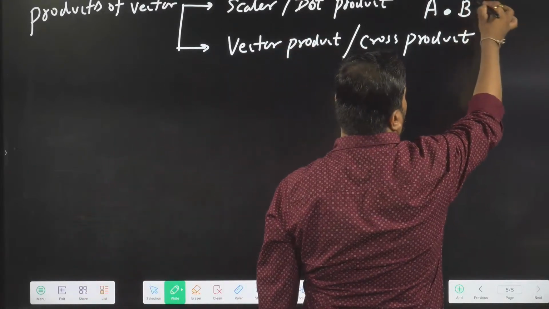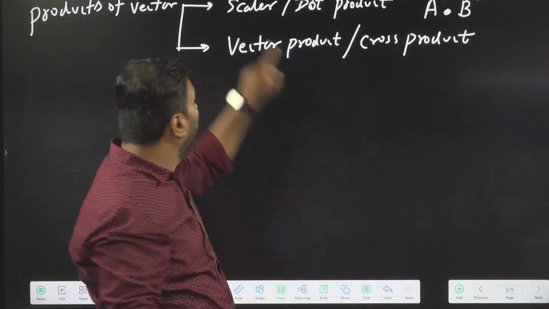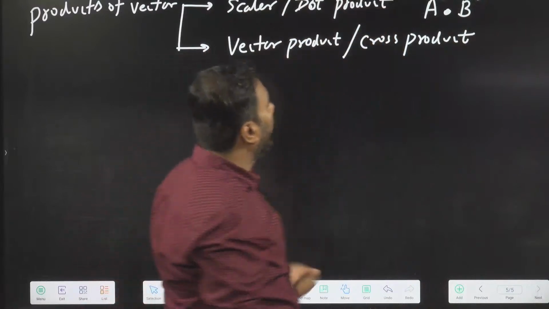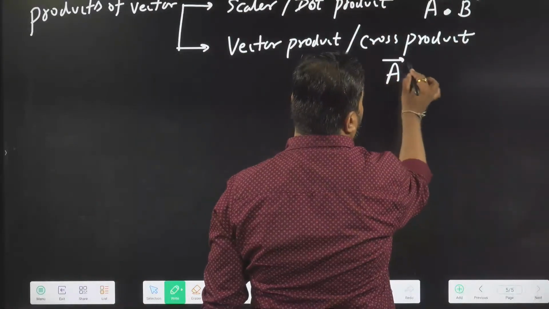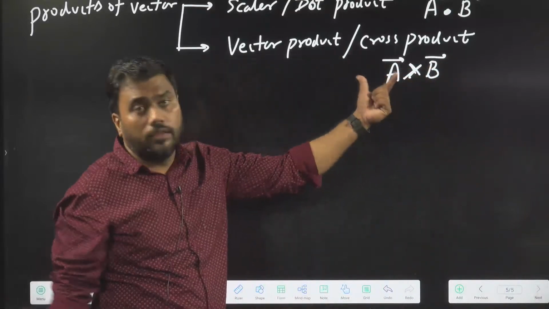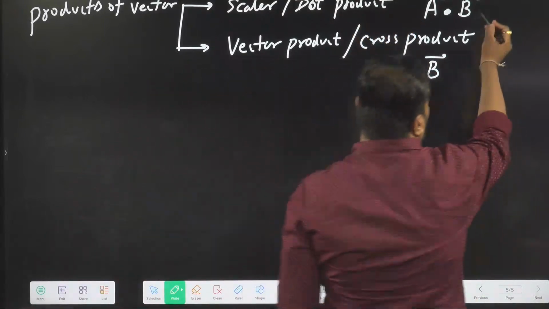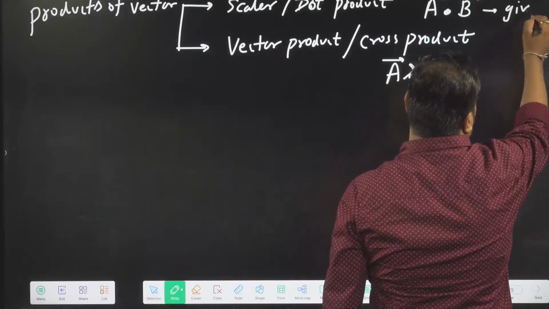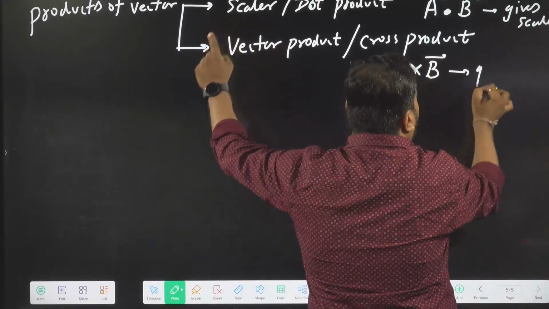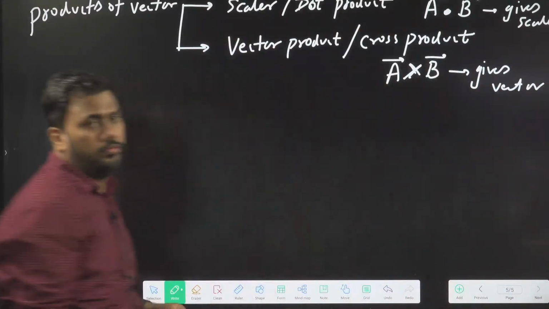That's why the name is dot product. Why is the name dot product? Because a dot is in between. To represent the scalar product, we use a dot. To represent the vector product, we use a cross. Hence the name cross product. The result of the cross product is a vector. The result of the dot product is a scalar. This gives a scalar, that's why the name is scalar product. And this gives a vector, that's why the name is vector product.